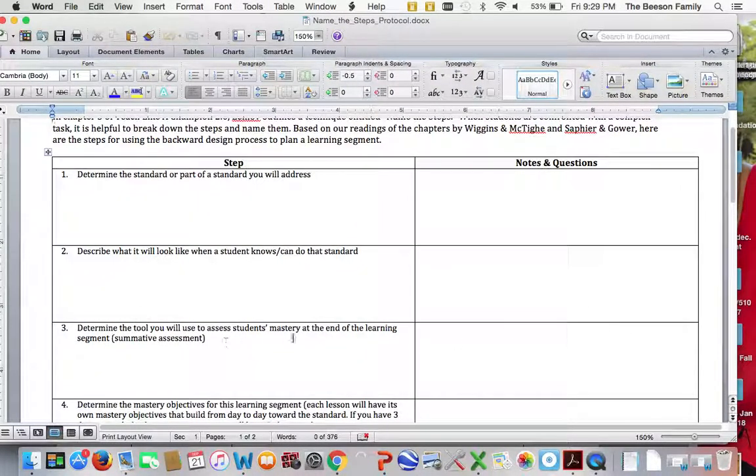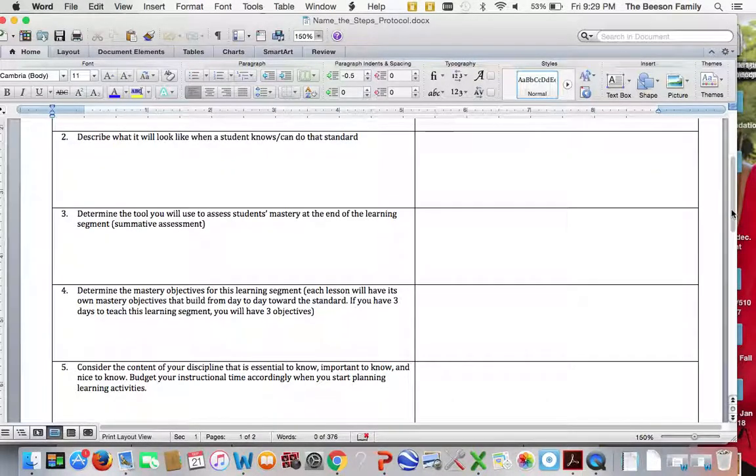Think about our assessment. What's it going to look like at the end? Are you going to do a performance assessment, or is it going to be a test? Summative assessments are those larger assessments that usually count for a grade, like a test or a performance task, a project, something that's really going to show you what the students know and are able to do. Think about the objectives for each lesson, so they're more specific. Those mastery objectives are more specific than the big standard.